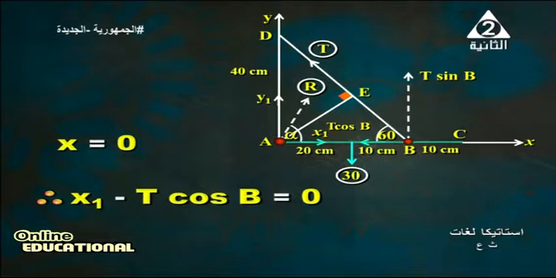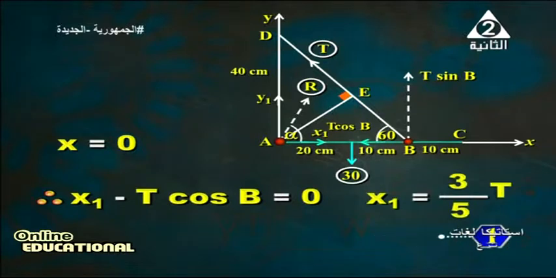How many forces in horizontal? Two forces: X1, the component of R, and T cosine B. Therefore, X1 minus T cosine B equals 0. By using cosine B, look at the measure of angle B. It's cosine 3 over 5. X1 equals 3 over 5 T.